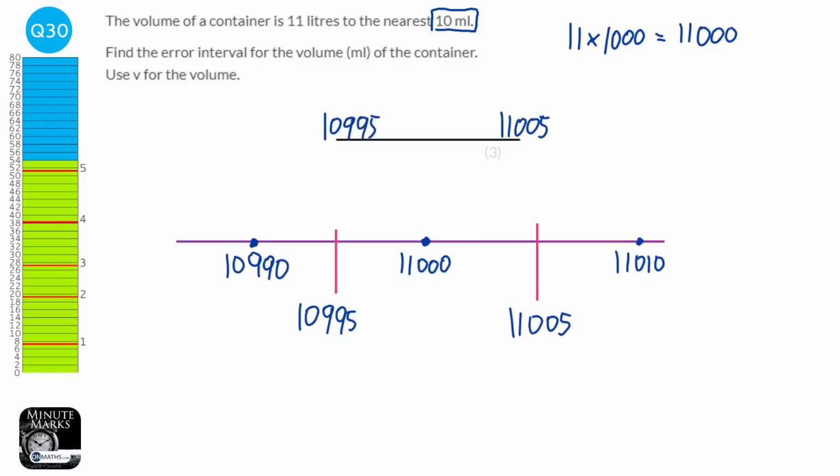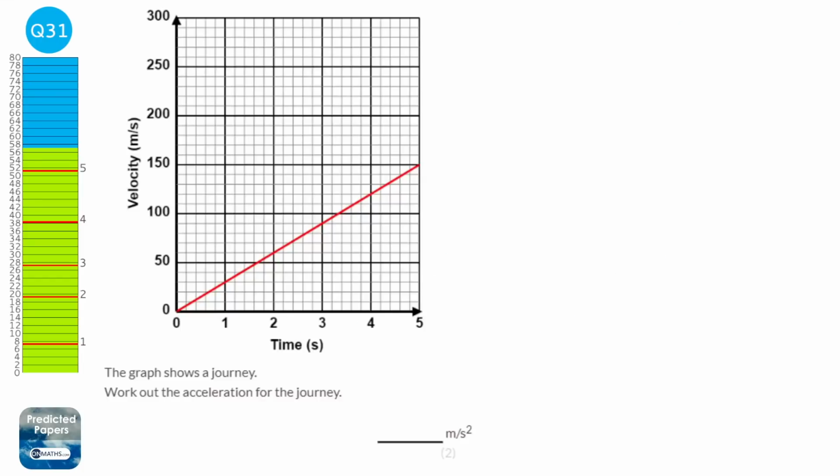And we just need to say that V can be anything above the 10,995 and including that, and it can be anything below 11,005, but it can't include that, because if it was 11,005, it would have rounded up to 11,010.